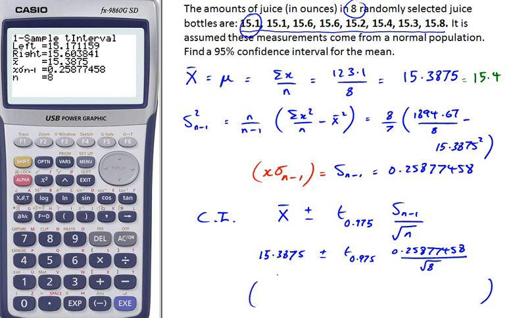Confidence interval is therefore from 15.2, that's 3 significant figures, to 15.6, taken straight from our calculator.